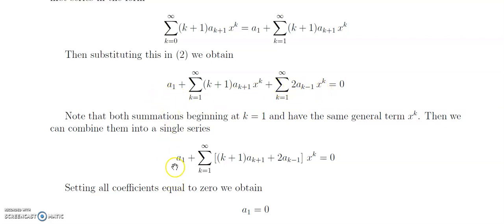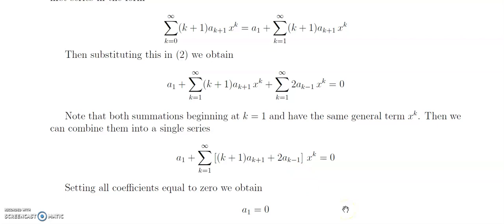So we write the first term, a sub 1. And now here we factor x to the power k. So we get the sum as k goes from 1 to infinity. And by factoring x to the power k, we get x to the k times (a_{k+1} times (k+1), that's this term, plus 2 times a_{k-1}, that's this term over here).